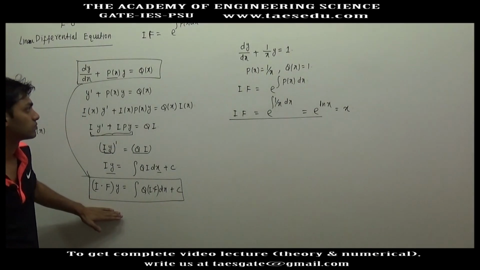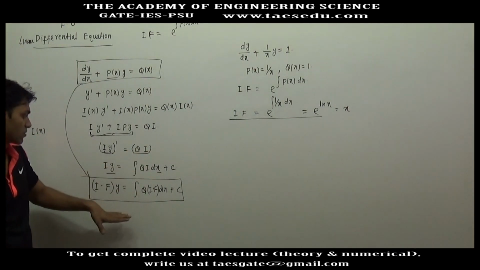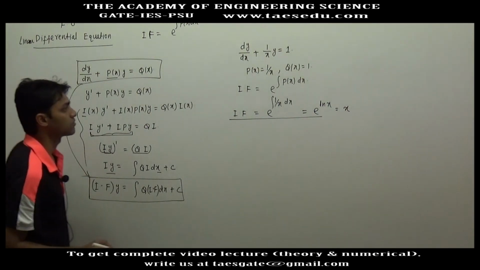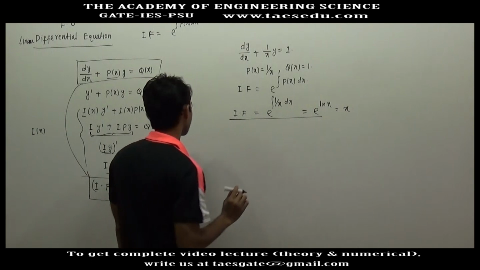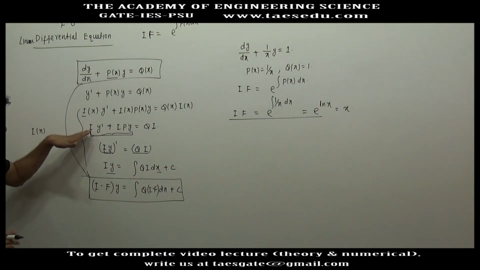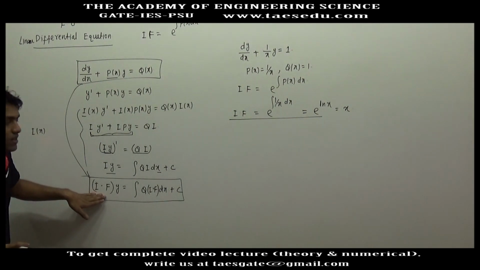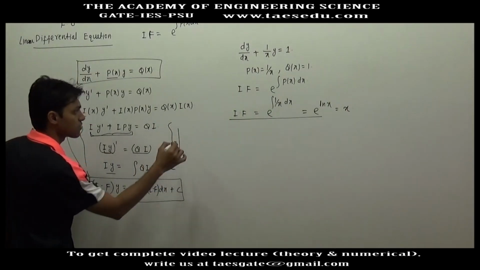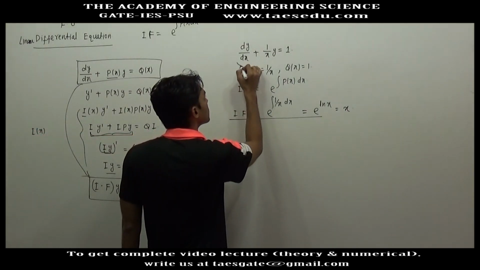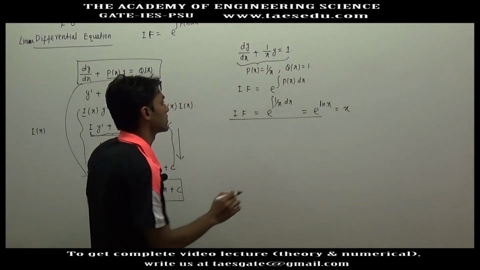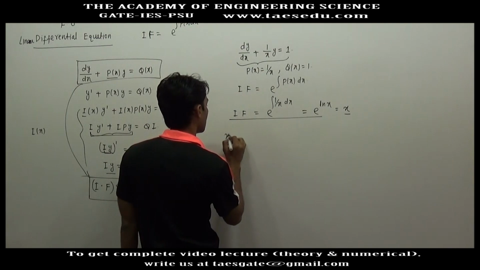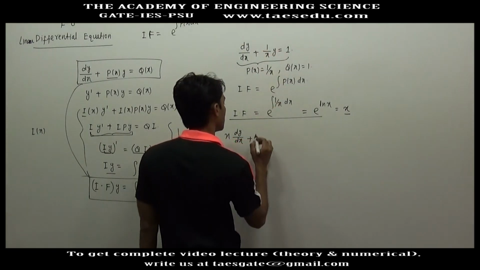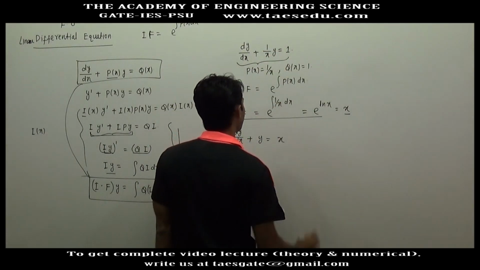But for the first example, don't just use the formula. Let's proceed this way. First we will multiply both sides by the integrating factor, which is x. After multiplying both sides, we get this formula, but in this example don't use the formula, proceed by the procedure. So we will have x dy by dx plus, multiplying y by x, we have y is equal to x.